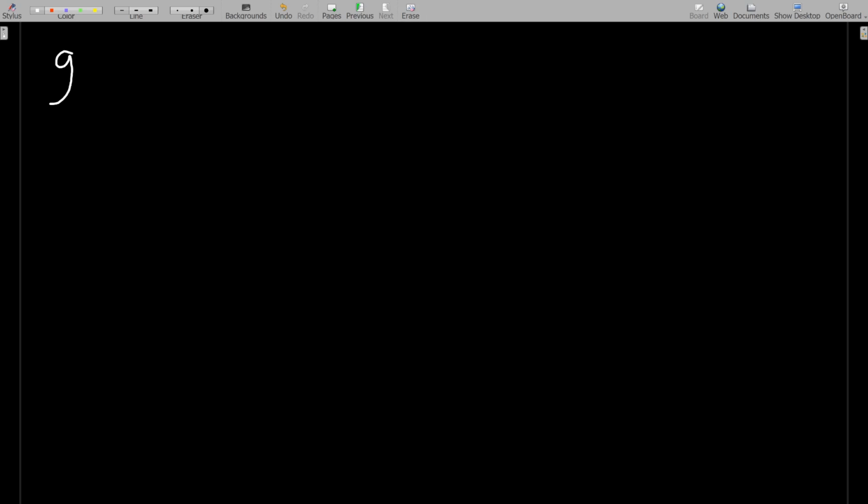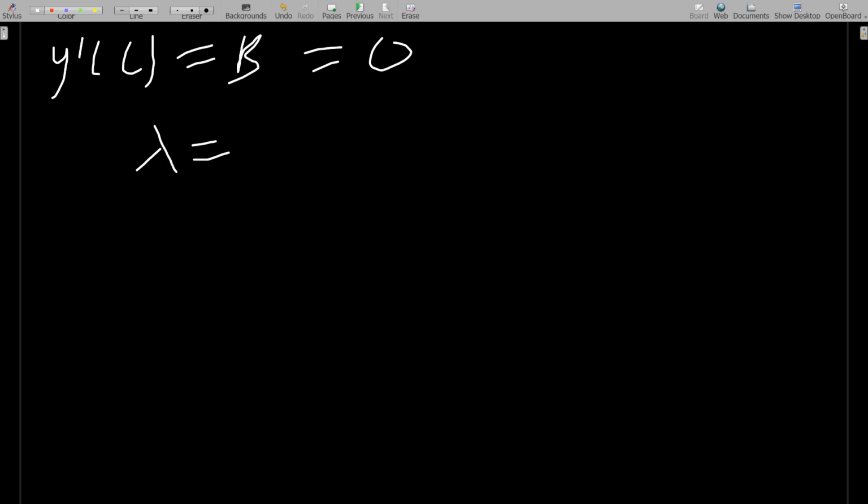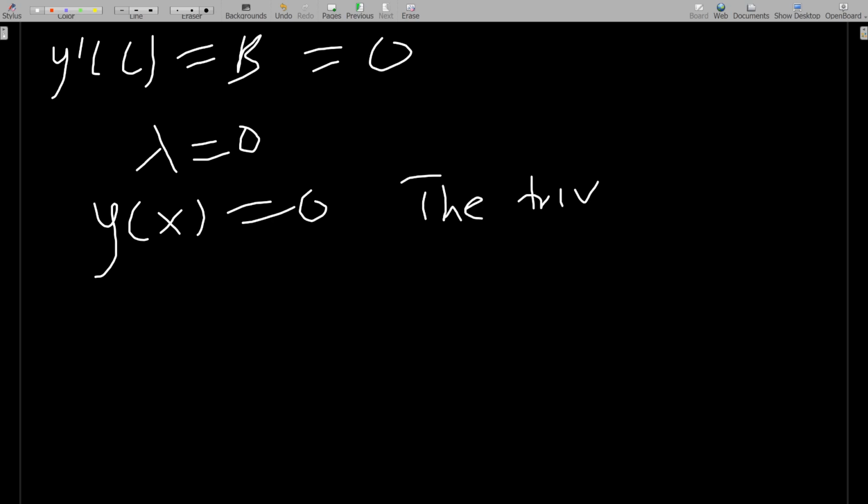So it means our g, or y prime of L, will then be equal to b. But y prime of L is equal to 0, so it implies that b is equal to 0. So for the second case where lambda is equal to 0, we have the trivial solution, y of x equals 0, because the constant a is 0 and the constant b is also 0. The trivial solution. So for the second case, we've gotten the trivial solution.